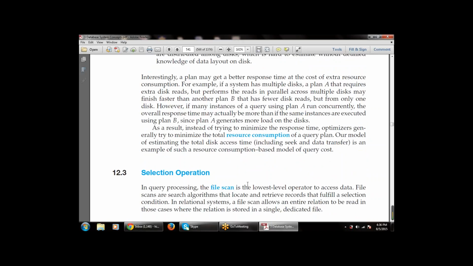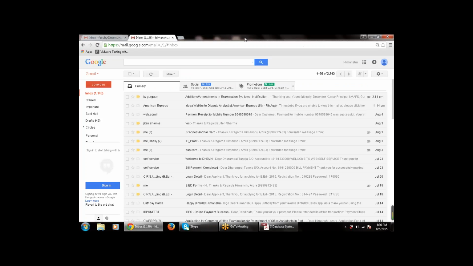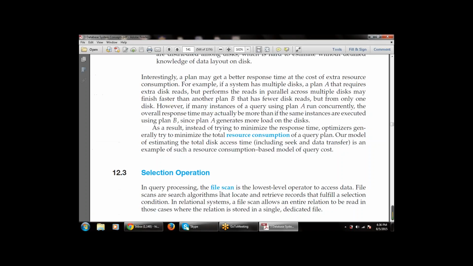File scans are search algorithms that locate and retrieve records that fulfill a selection condition. So file scans are the search algorithm used for searching the locations that locate and retrieve the records that fulfill a selection condition. In relational systems, a file scan allows an entire relation to be read in those cases where the relation is stored in a single dedicated file.